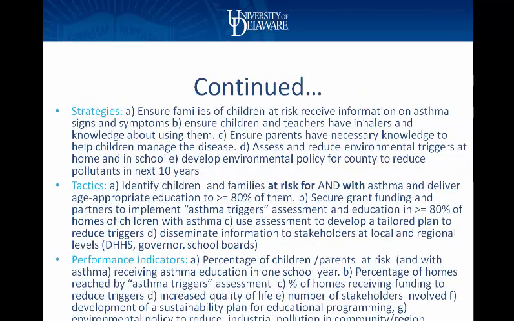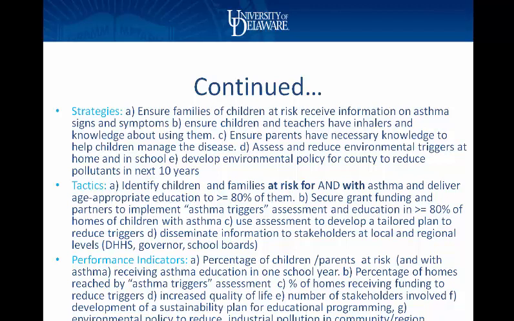Strategies. A strategy, I've listed a couple of them here to give you an idea of what they are, is to, within this example, ensure families of children at risk for pediatric asthma receive information on asthma signs and symptoms. So your strategy is to educate the children and the parents. Ensure teachers and children have inhalers and knowledge about using them. So in Lit Review, you've identified that these children need immediate access to inhalers. In order for that to happen, you need to make sure that the children have them, the parents have them, and the teachers and school nurses have them.